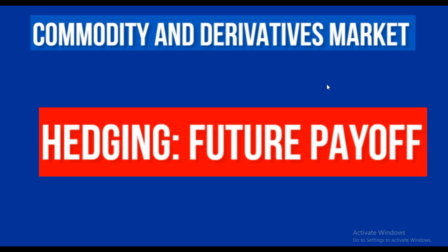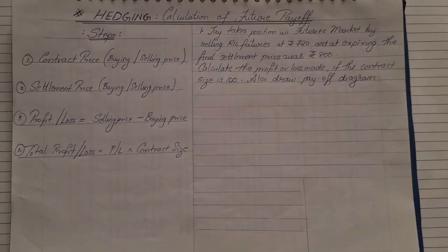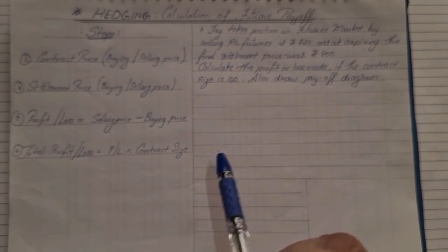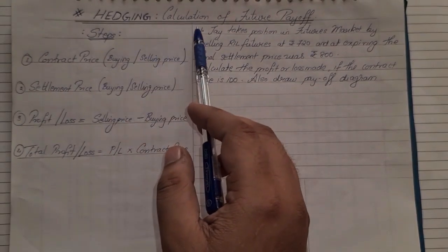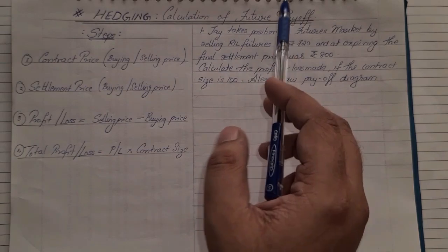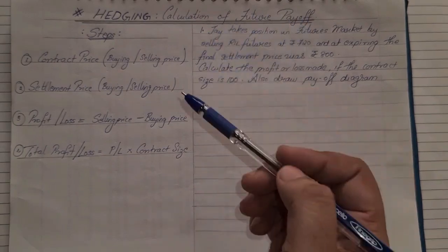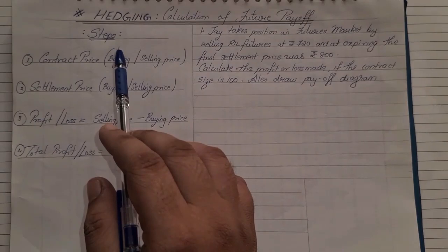I hope everyone has understood that. Now the last type of sum which is pending is based on the topic hedging, where we need to calculate the future payoff. So now let us see how to calculate the future payoff, what are the various steps in order to solve, and finally we'll be taking a few practical sums in order to understand them. So let us start with hedging future payoff. Now, in order to solve the sum, we'll first go through the steps. The steps are as follows.